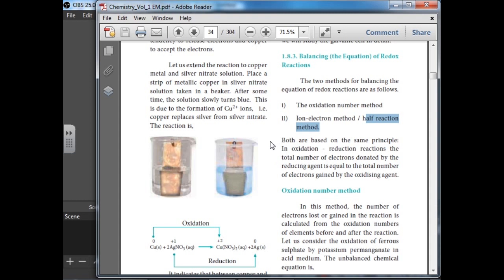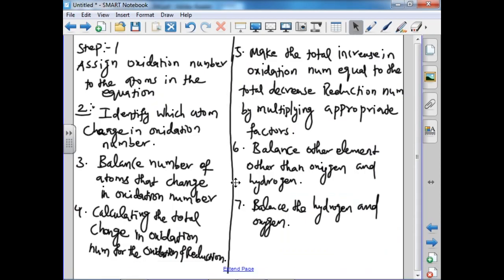Both are based on the same principle. In oxidation reduction reactions, the total number of electrons donated by the reducing agent is equal to the total number of electrons gained by the oxidizing agent. Some of the rules to balance the redox reaction. Skeleton equation is nothing but a way of using the formula to indicate the chemicals that are involved in the chemical reaction.